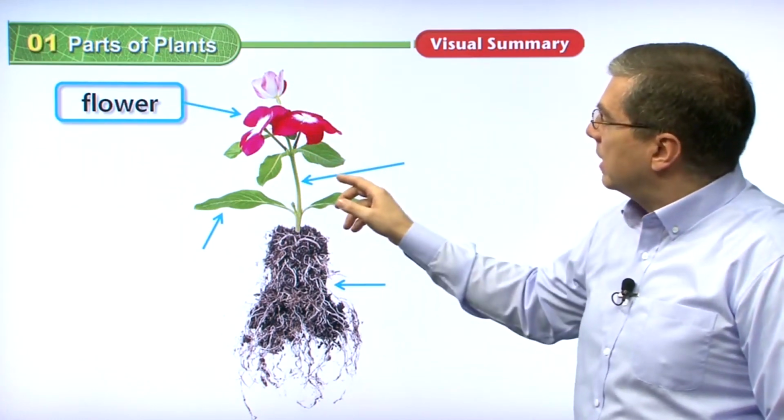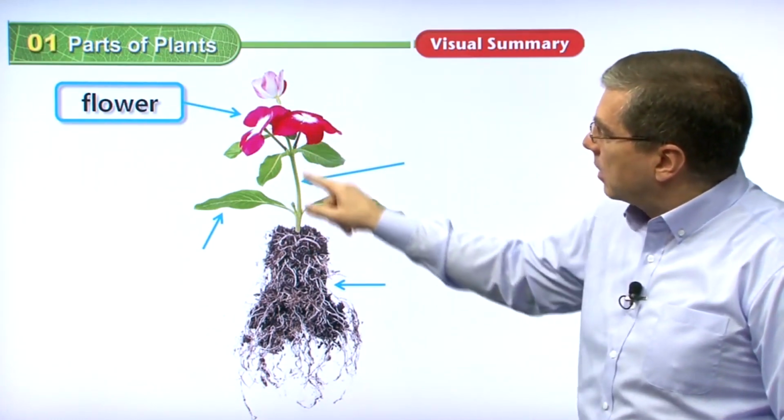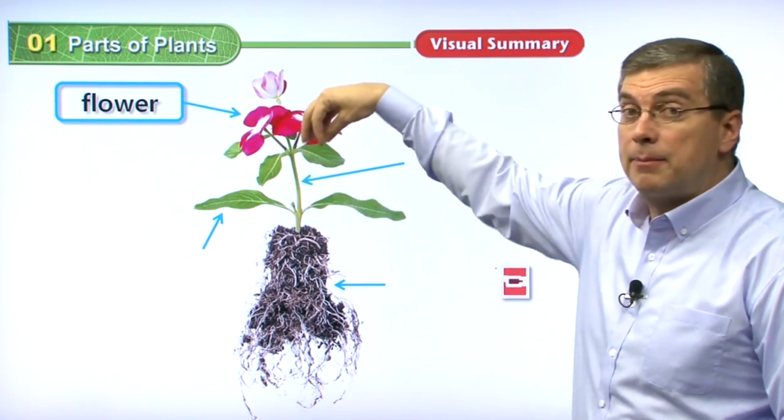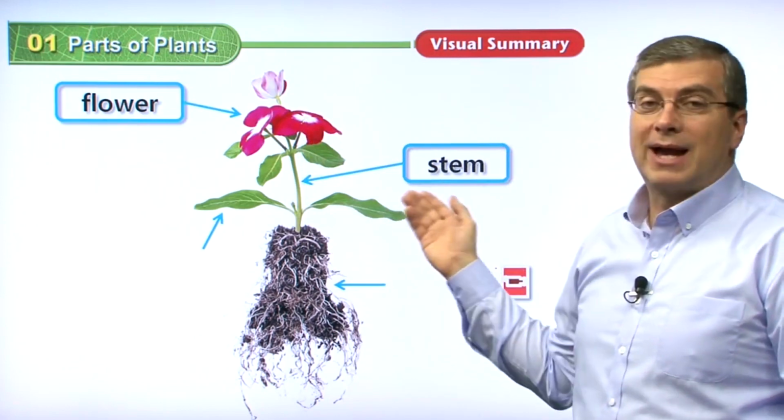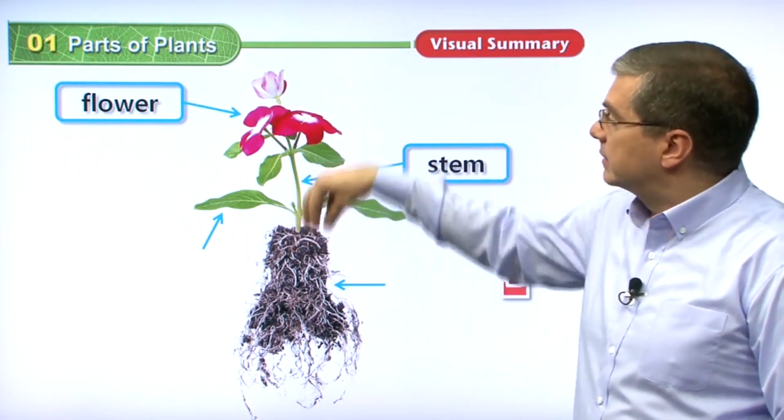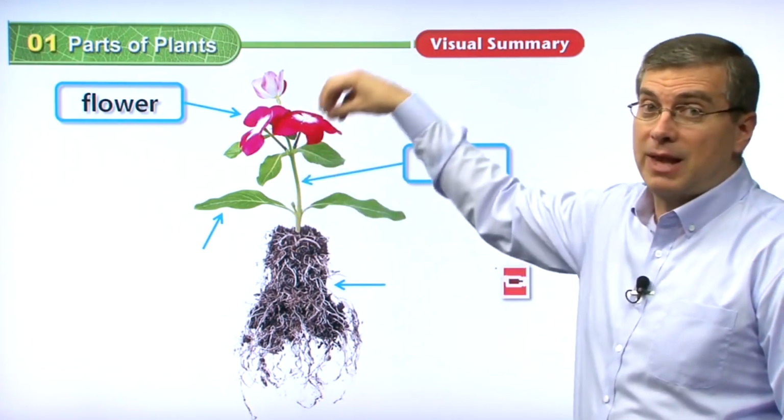Okay, so let's move on here. What would this part be here? This is the part that holds up the plant. Okay, what do we call that? We call that the stem. Okay, this is the part that supports the rest of the plant.